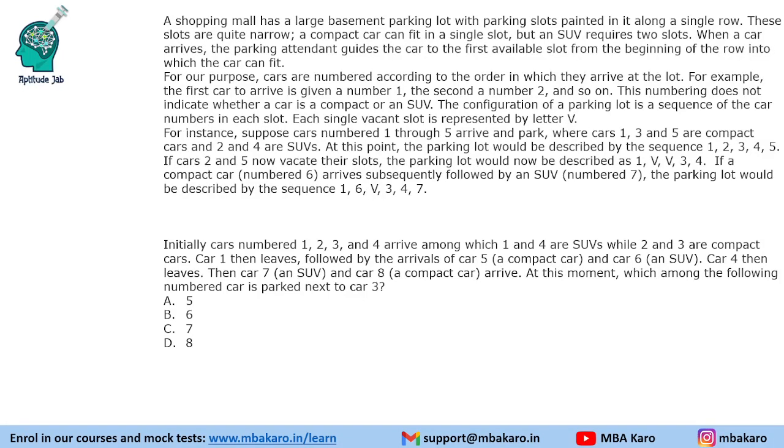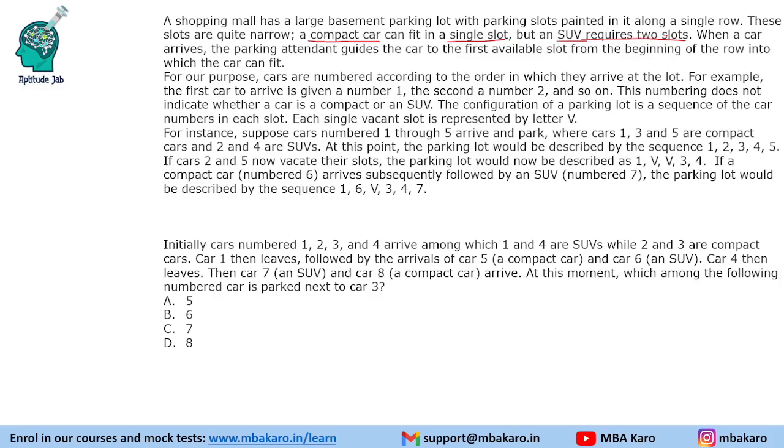This set from CAT 2020 slot 2 DILR says that a shopping mall has a large basement parking lot with parking slots painted in it along a single row. These slots are quite narrow. A compact car can fit in a single slot and an SUV requires two slots. So there are two kinds of cars: compact requires a single slot, SUV requires two slots.